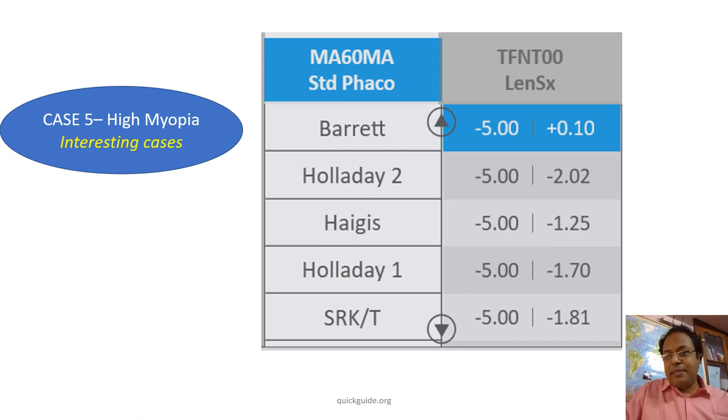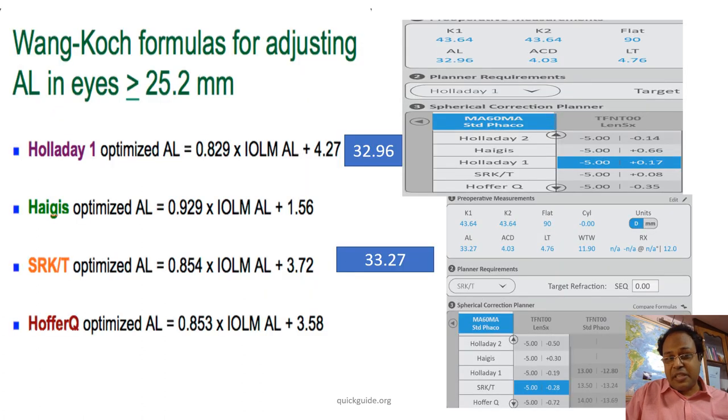One of the things that can be done over here, if you have patients with very high axial lengths, is a Wang and Koch optimization. So Wang and Koch optimization can be done on very high axial length patients. When this paper was first presented, the Wang and Koch paper suggested doing the optimization on patients having axial lengths of over 25.2 millimeters.